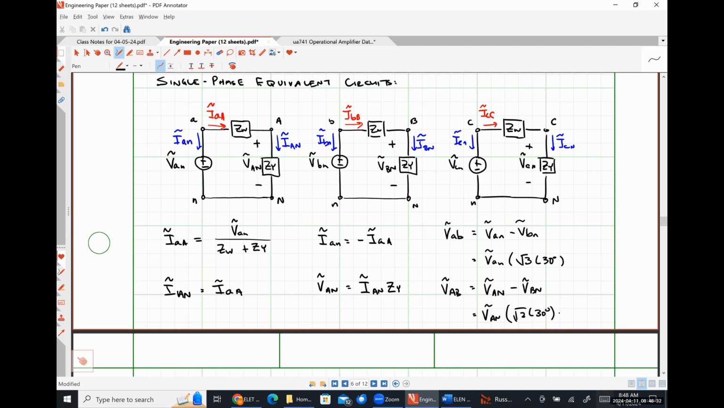Where do you see IAN minus IAA? So that is the phase current through our source. The I capital A capital N is the phase current through our load, and the I lowercase a lowercase n is the phase current through our source. V lowercase a lowercase b is the line voltage across our source. The uppercase A uppercase B is the line voltage across our load.